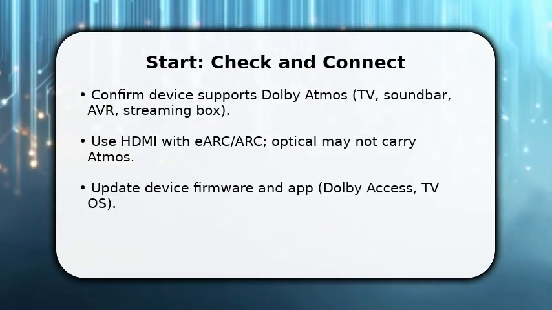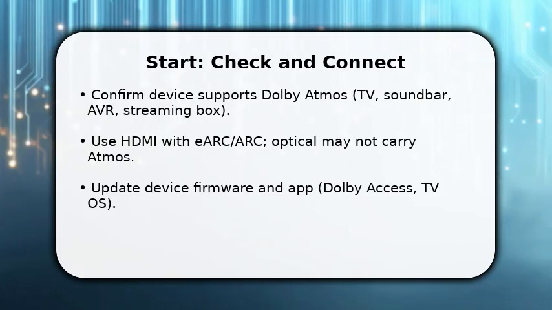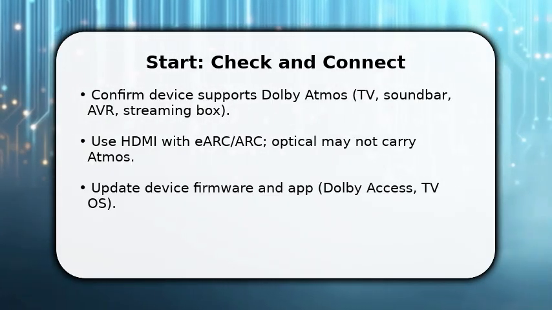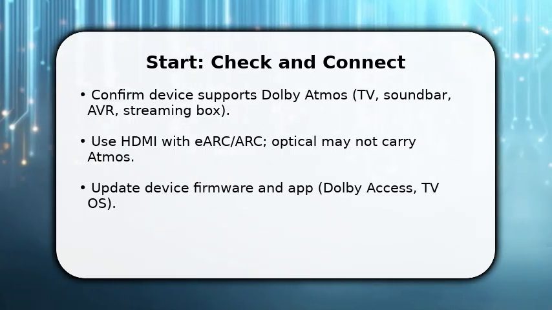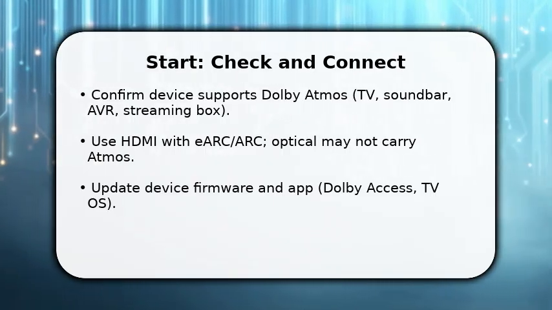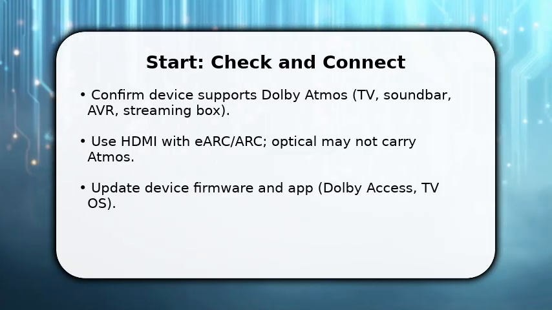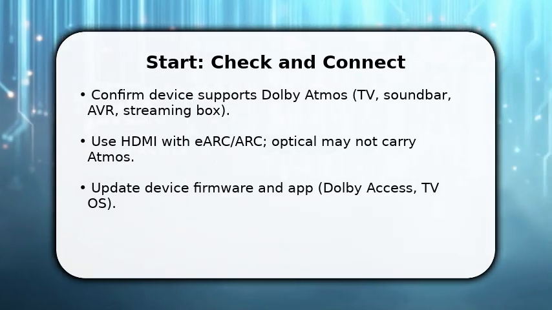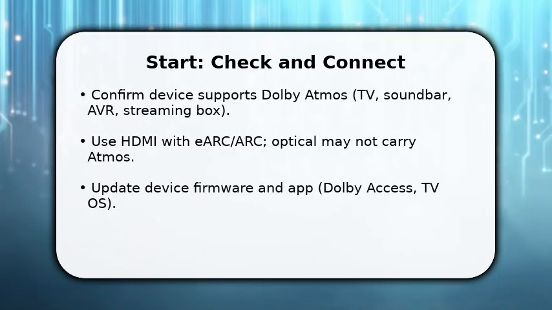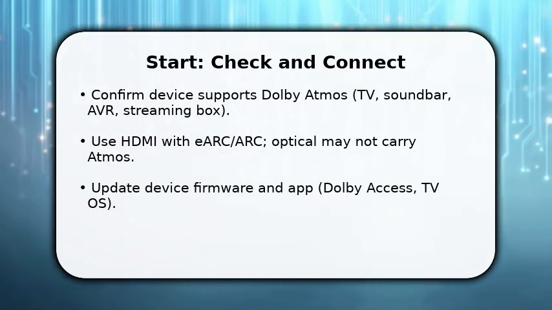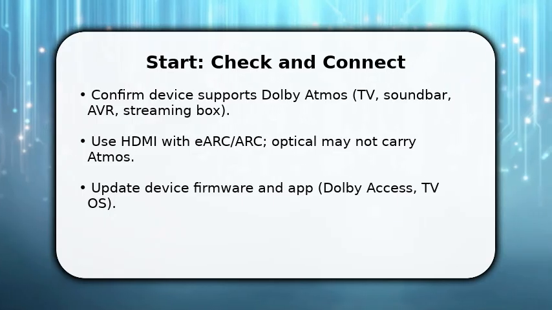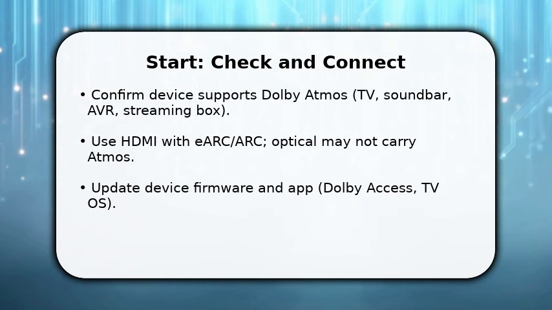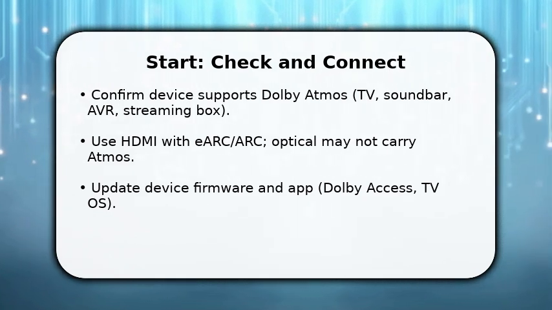You begin by verifying the essentials: compatible source, display, and audio device. Once done, connect the source to the TV or AVR using an HDMI cable into the eARC port. Optical can block Atmos. Make sure firmware and the Dolby Access or platform app are up to date so the feature appears. Then power cycle devices to detect the new connection. These steps set the communication path and eliminate the most common blockers before you change any software settings.